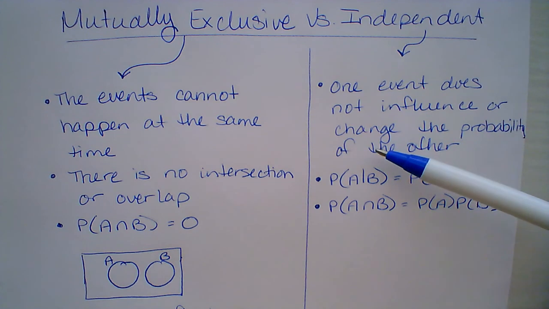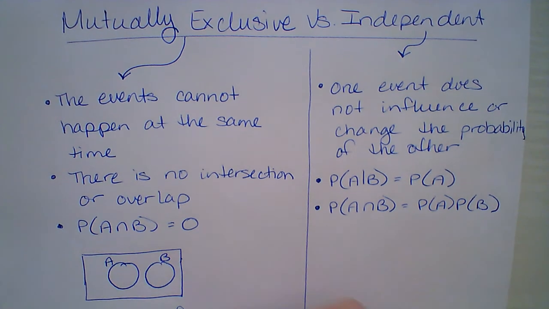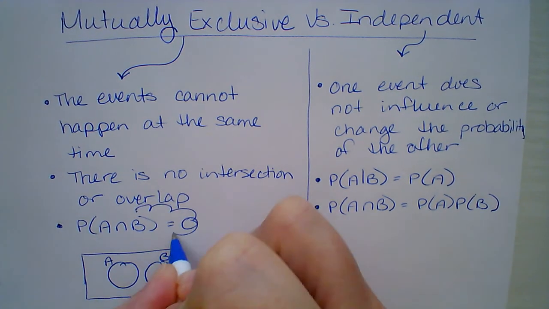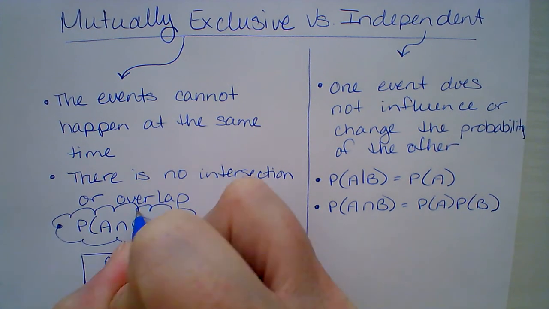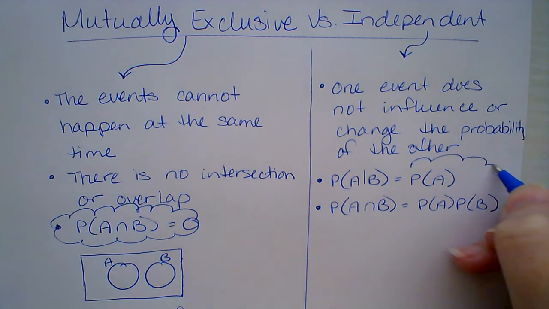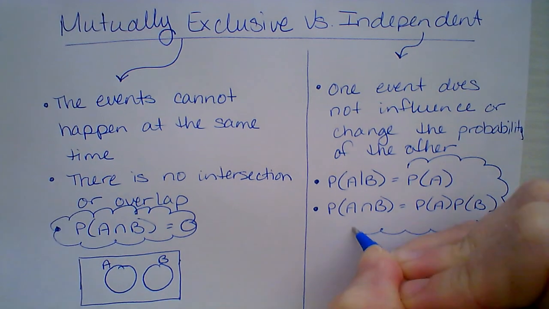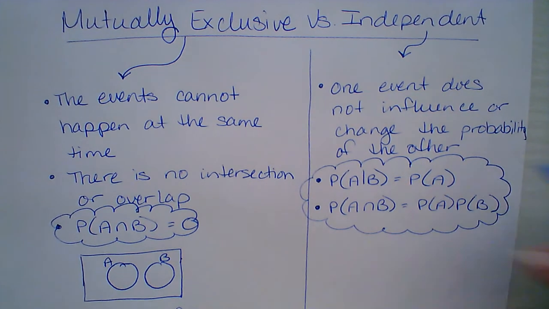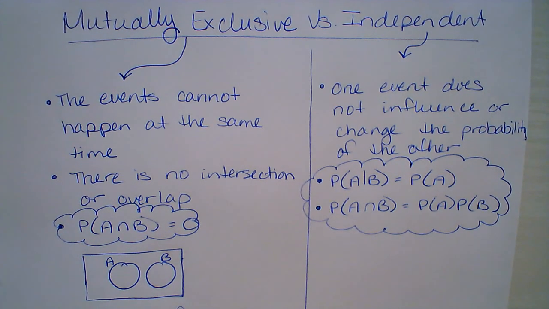Mutually exclusive and independent, they are two totally different things. For mutually exclusive, the intersection has to be 0. For independence, one of these two things has to happen. So totally different mathematically, totally different definitions. Please be careful with these two vocabulary words.